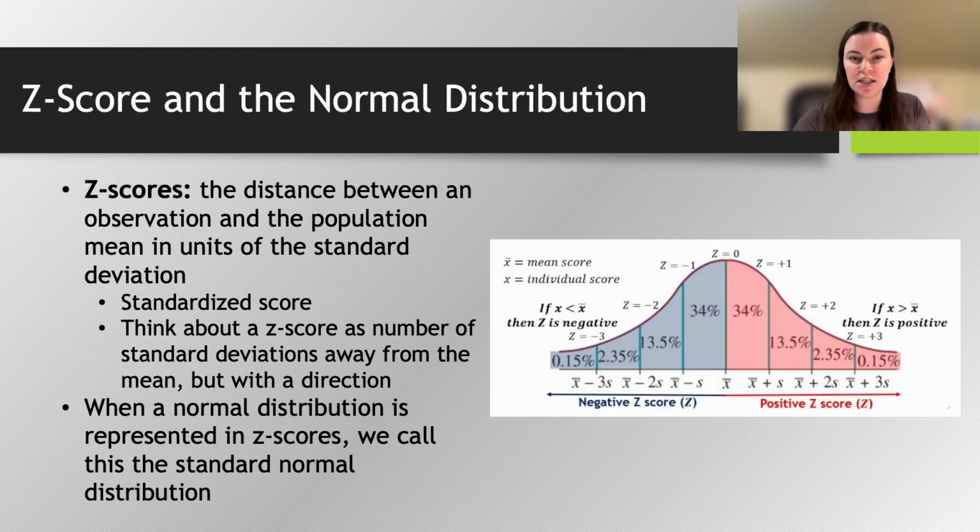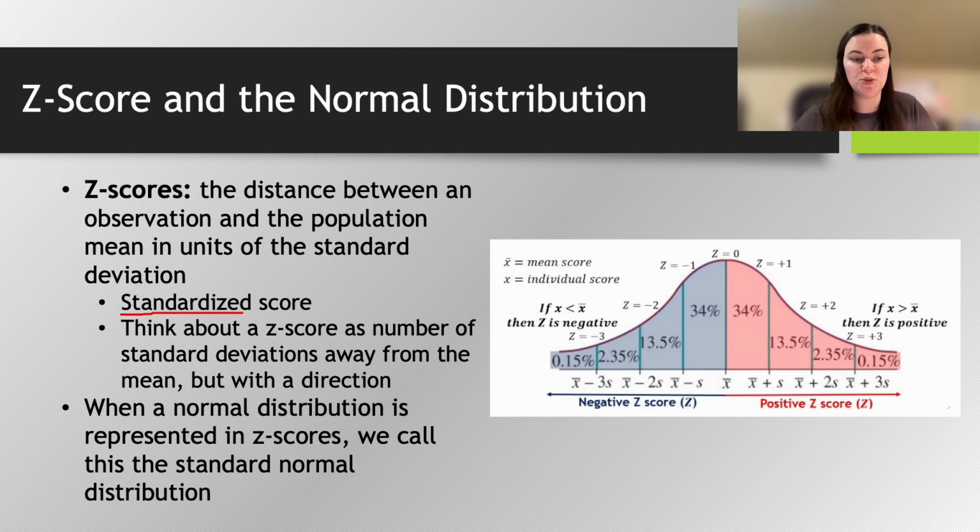That's where this idea of z-scores comes in. And a z-score is the distance between an observation and the population mean in units of a standard deviation. And so this makes it possible for us to directly compare observations even across different scales and units. And so that's where this concept of a standardized score comes in. You can think of a z-score as a number of standard deviations away from the mean, but with a direction. Once we calculate a z-score, it will tell us whether we are above the mean or below the mean, because we'll be able to see if that z-score comes out to be a positive or a negative number.